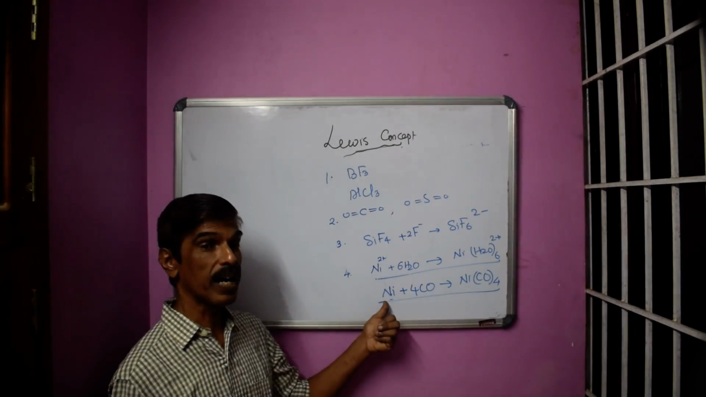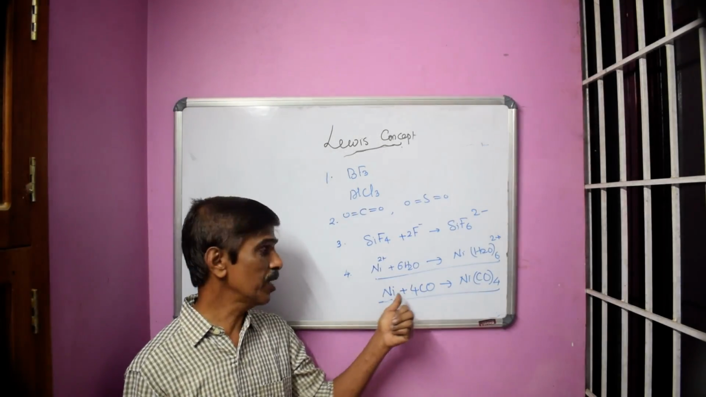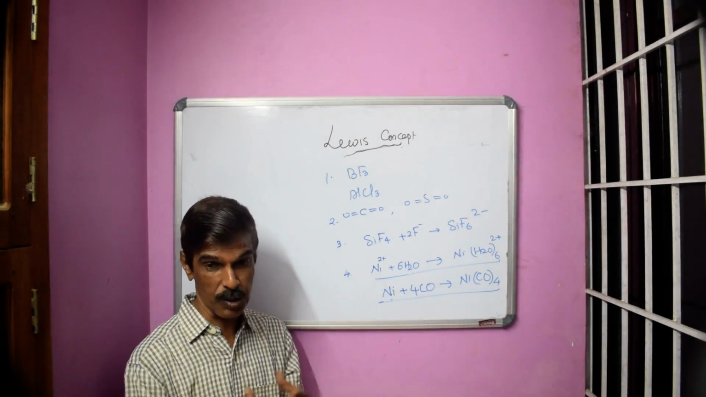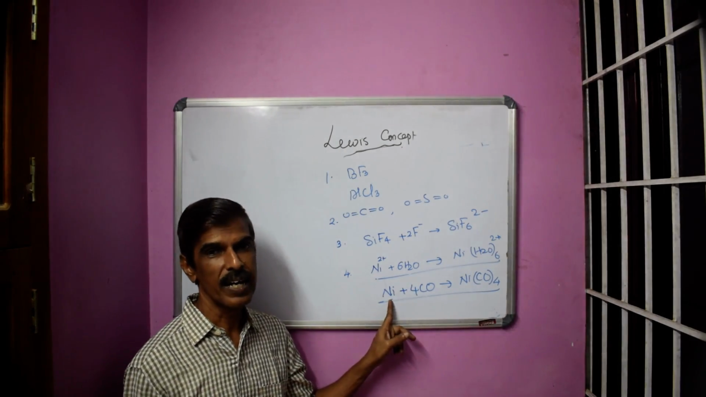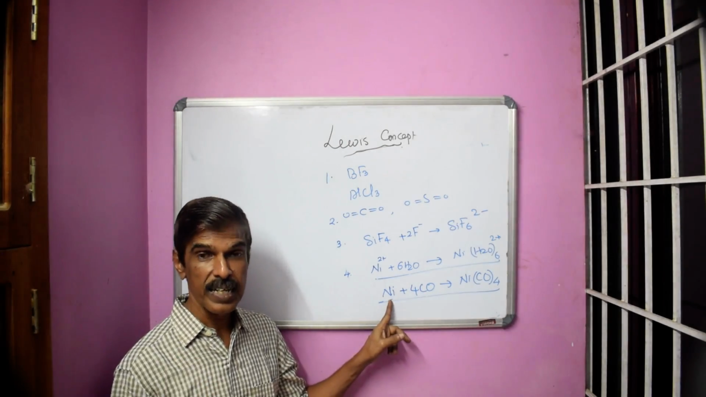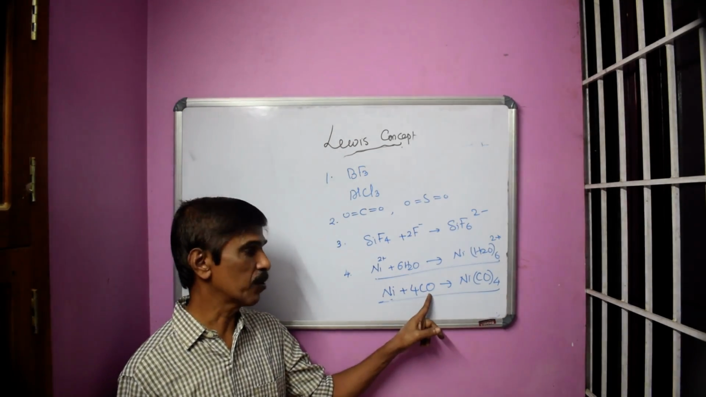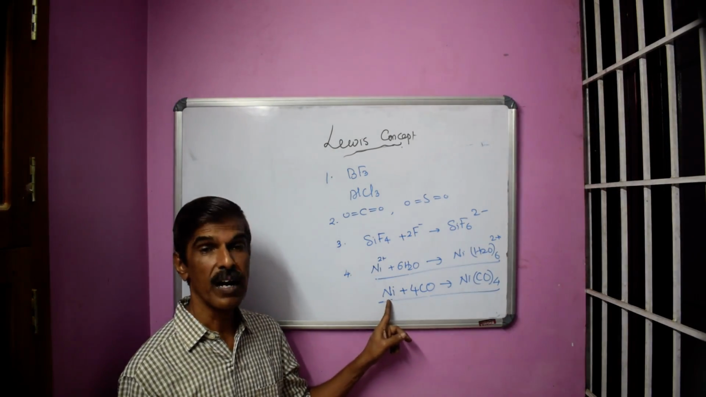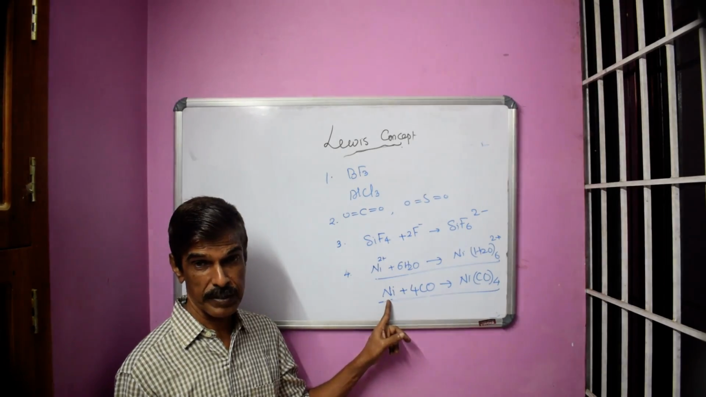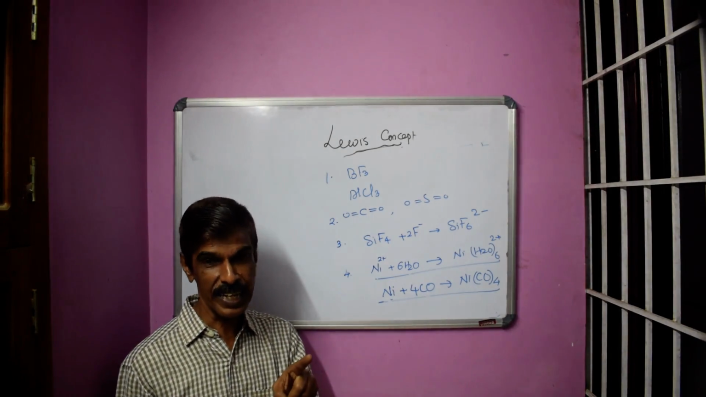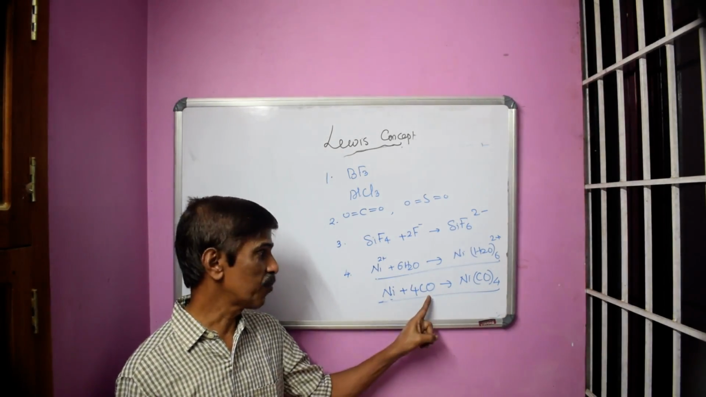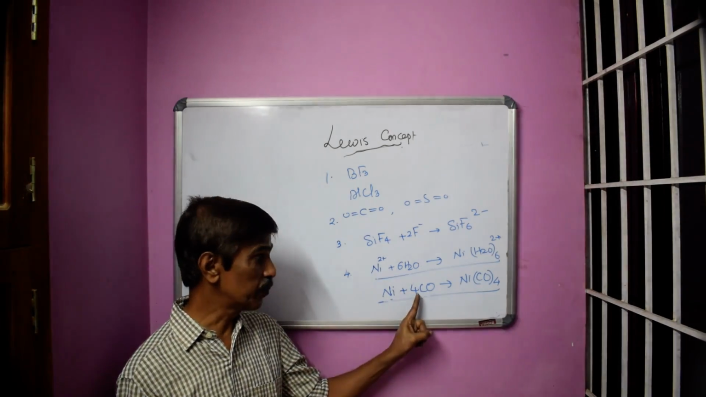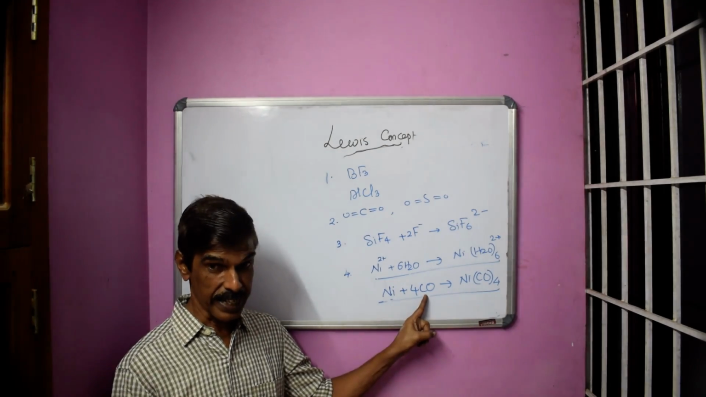Here nickel is a neutral atom, carbon monoxide is a neutral molecule, but this is the central metal and this is the ligand. You can see that each carbon monoxide is donating a pair of electrons to nickel, and we can say nickel is acting as the electron pair acceptor and carbon monoxide is the donor. It's a base and this is the acid. Nickel is acting as a Lewis acid, carbon monoxide is acting as a Lewis base, because it's a ligand.